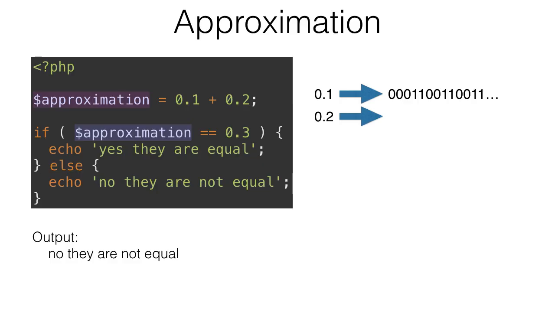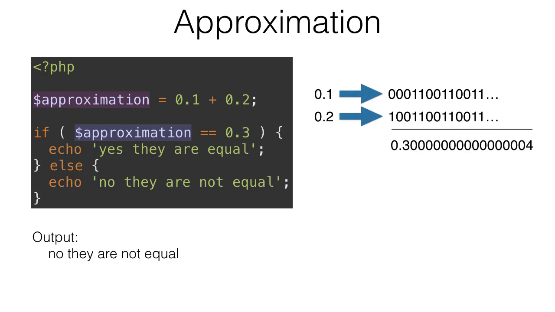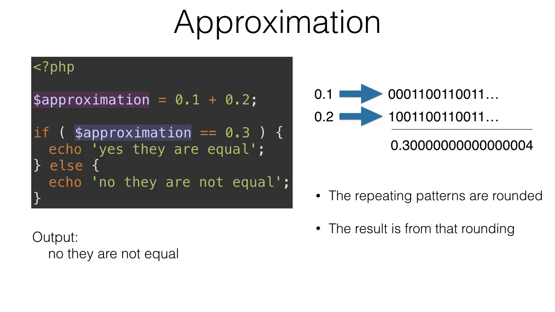All right, let's do the same thing with 0.2. And you'll see the repeating pattern. Do you see it? All that it did was add a 1 onto the front, the most significant bit. But the rest of it is repeating. So if I add those numbers together, the computer gives me back this number. It's not exactly 0.3. The repeating patterns are rounded. The result is from that rounding. It's just an approximation at that point.